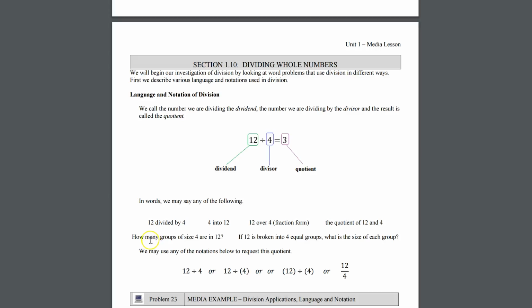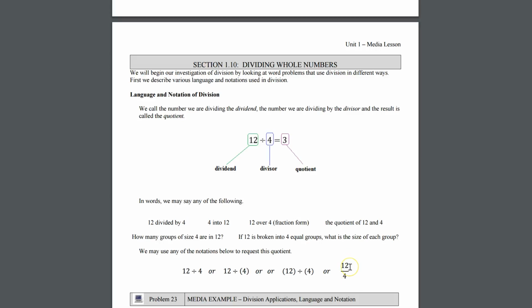And here are some ways to think about division. How many groups of size 4 are in 12? If 12 is broken into 4 equal groups, what is the size of each group? So those are the two different types. Group size 4 is a repeated subtraction model, and this is a fair sharing model. We're going to look at some examples, and you want to make sure students see both.